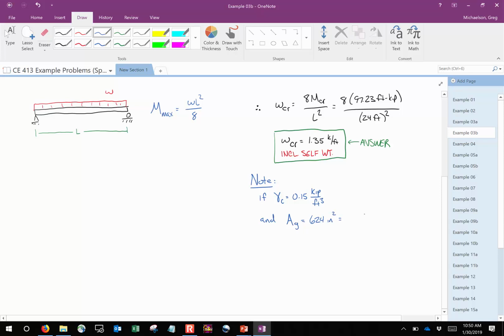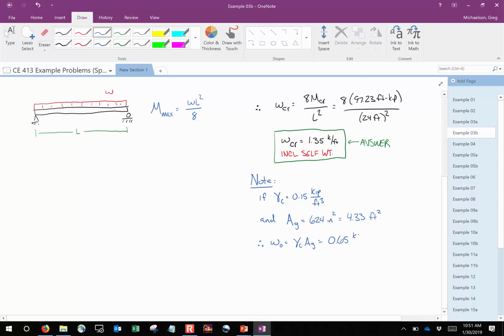How would we convert that into feet squared? Divide by 144, not 12, by 144. And so if you divide that by 144, what do you get? 4.33 feet squared. I'll say, therefore, the self-weight of the beam is gamma times A g, which is what? What is 0.15 times 4.333 repeating? 0.65.